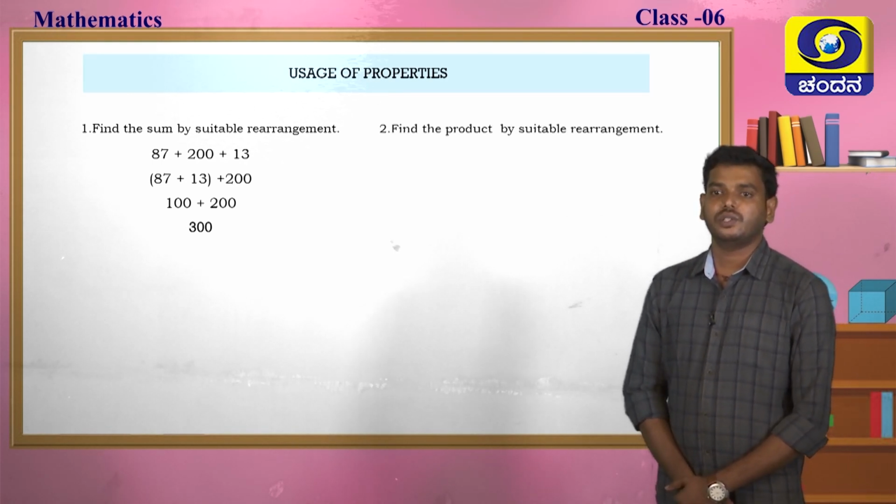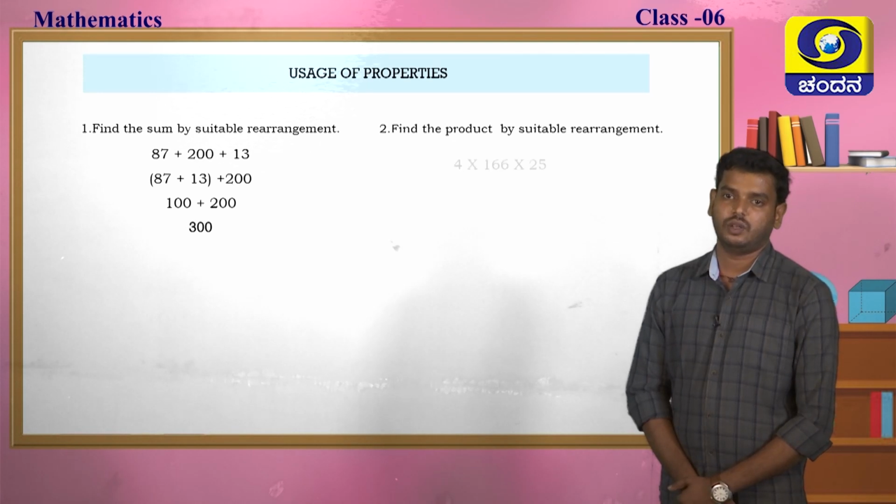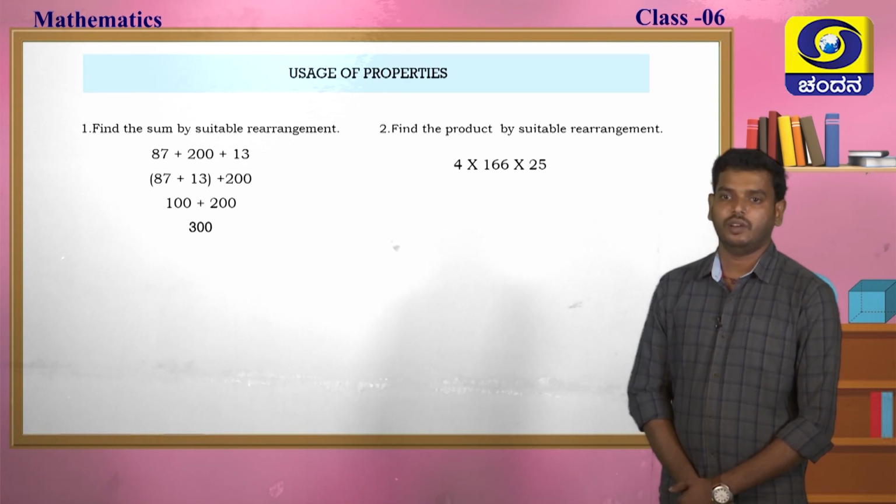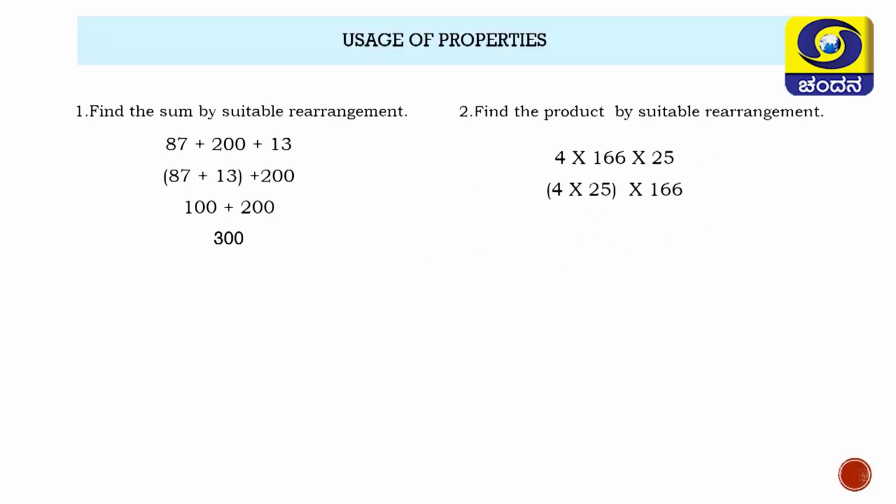Find the product by suitable rearrangement. Question is 4 into 166 into 25. Of course, we will rearrange the numbers now. See here, 4 into 25 into 166. Of course, it is very easy. Why? Because 25 into 4 is nothing but 100 into 166. And easily you can add 2 zeros, children. So, hence the answer will be 16600. Got it, children? So, this is how we use the properties. I hope you have understood, children.